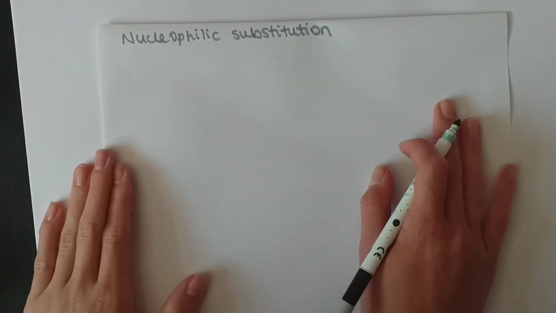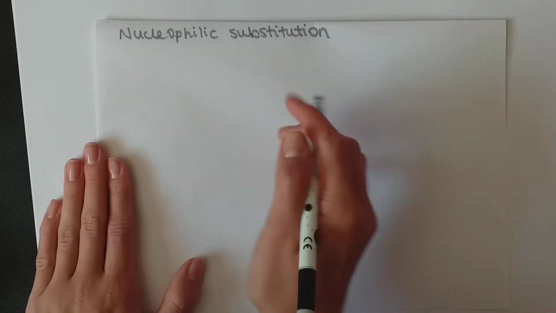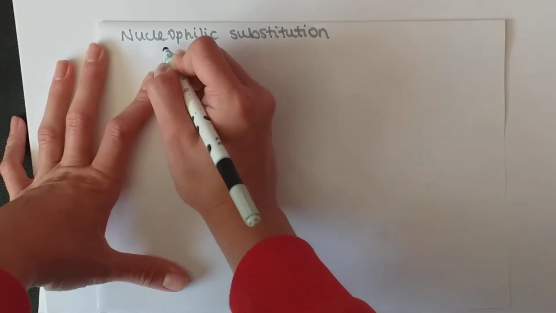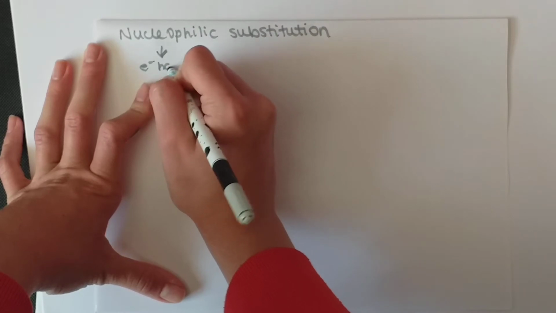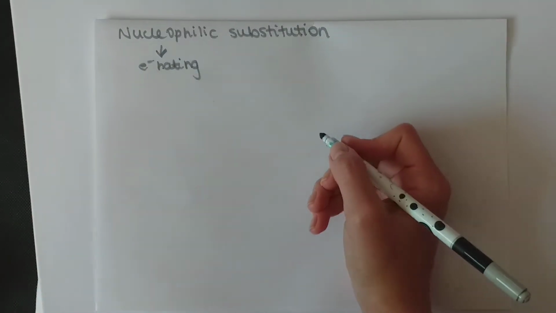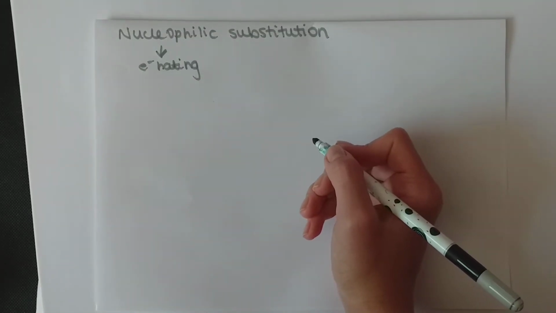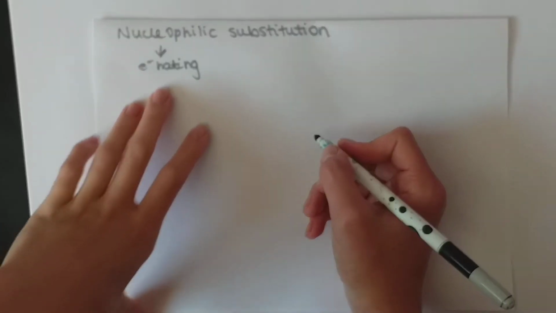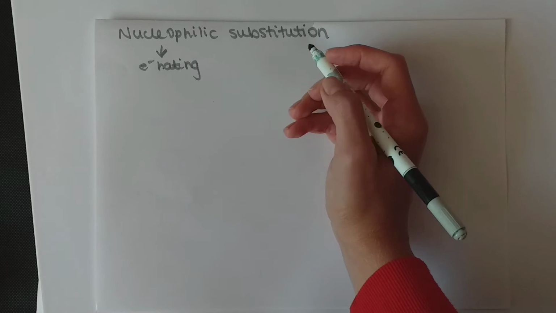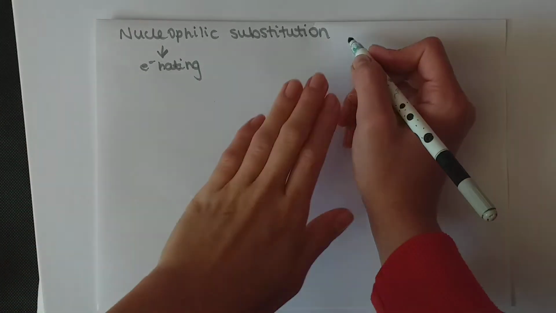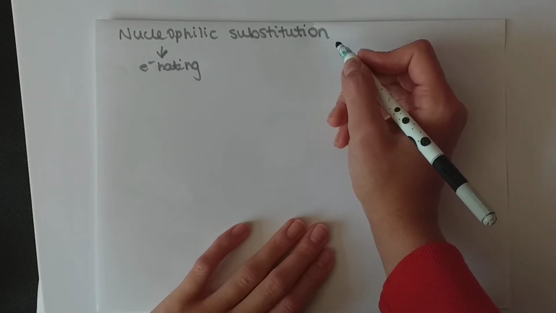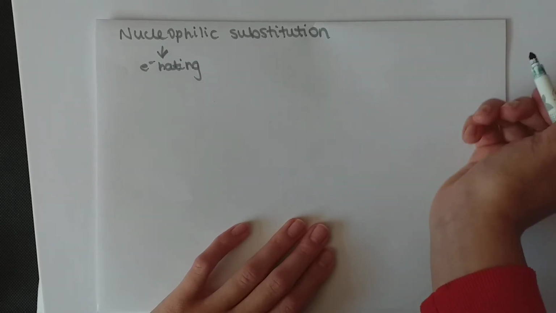So first of all, like with the electrophilic addition, we're going to work on the name. Electrophilic, as you know, was electron loving. Nucleophilic means electron hating. So nucleophiles have way too many electrons. They don't want them anymore, so they like to share them or give them away. Substitution means we just have some group which substitutes the group that's already on the element.